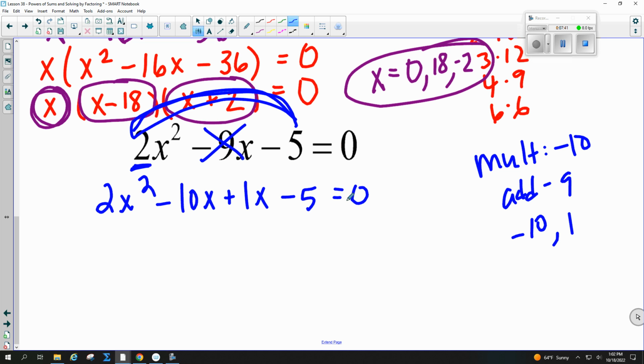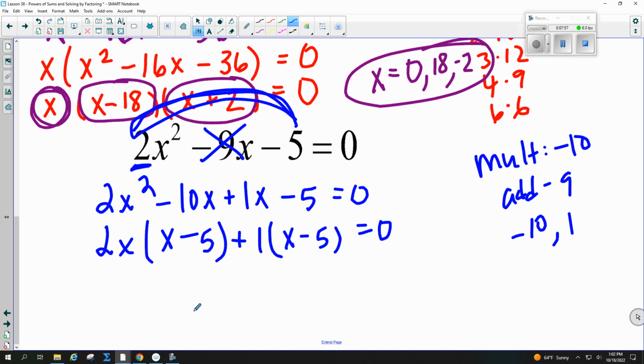Okay, just like before. Now I'm going to factor by grouping. What comes out of these first two, everybody? 2x. And we're left with x minus 5. What comes out of these second two? You do need to take a 1 out. Nothing else factors it out besides a 1. All right, your first set of parentheses is 2x plus 1. Your second set of parentheses is x minus 5.